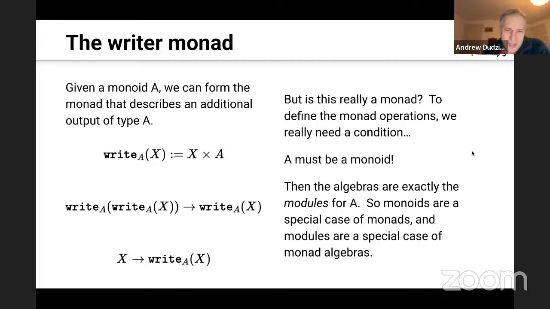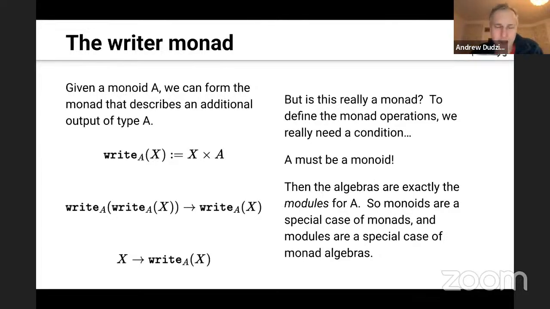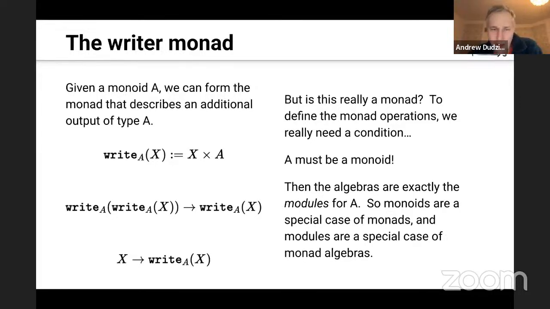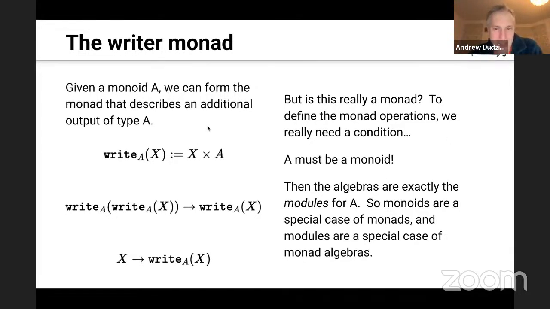And furthermore, the algebras for this monad are actually what we would normally call the modules for the monoid. Now, you may or may not have heard this term, but for example, if we put a group here, then the algebras are the sets with an action of the group. So in fact, this notion of a group action is a special case of the notion of a monad algebra, just for this particular writer monad.